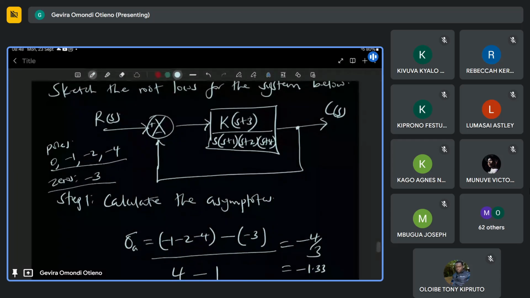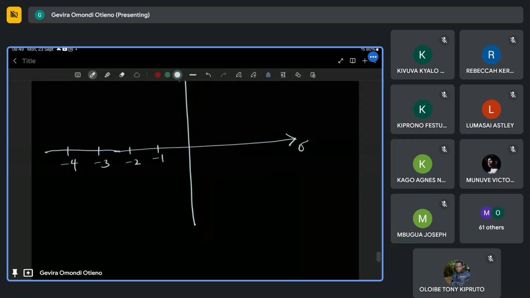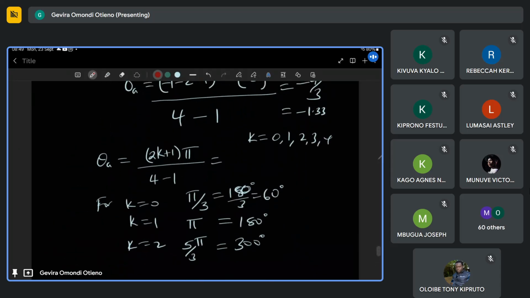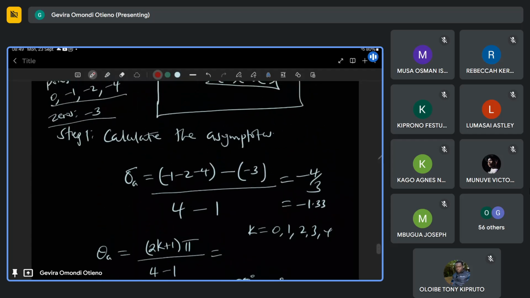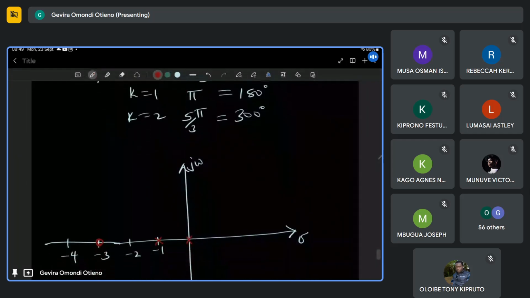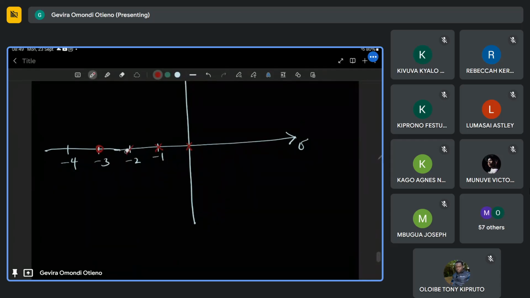So we have a 0 at -3. So I draw a 0 there. Then we have a pole at 0. Okay. So at 0, we have a pole. We have another pole at -1. We have another pole at -2 and also -4. So you have to draw those poles like that. Okay? That was point 0.